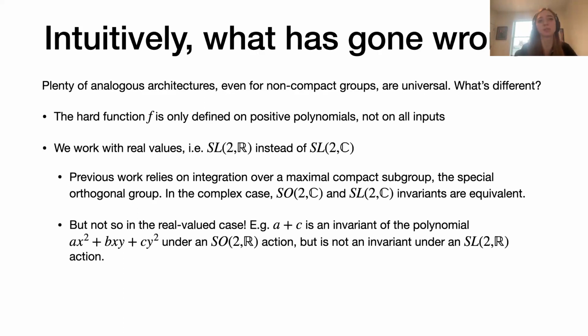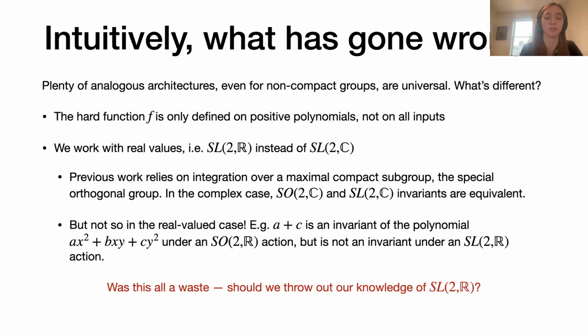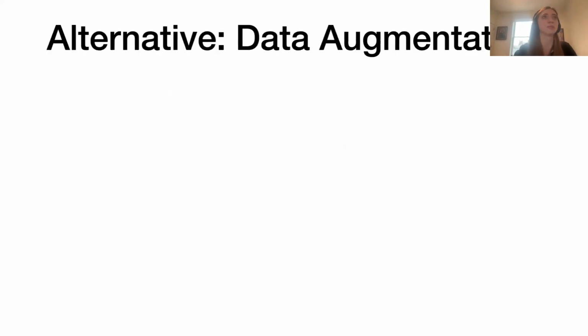So the maximal compact subgroup is SO2R, but it's very easy to see that there are values which are invariants under SO2, but not SL2. And so this seems to be the critical step where at least previous work on SL2C breaks down for SL2R, which might seem super similar, and in many ways they are, but in this way they are not. So what should we do? Should we throw out all of this knowledge of SL2R? We say no, let's do something else.